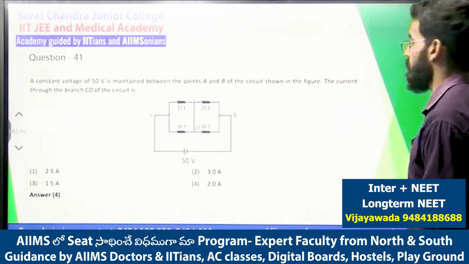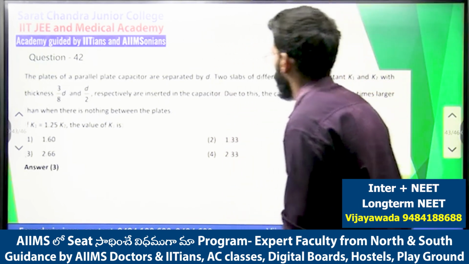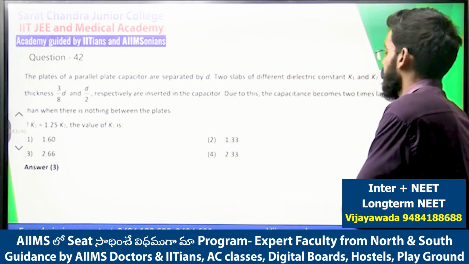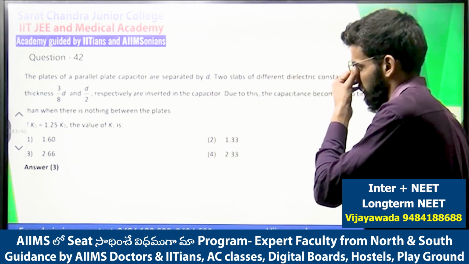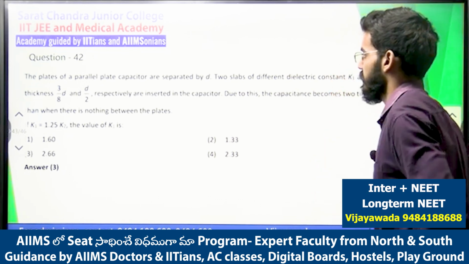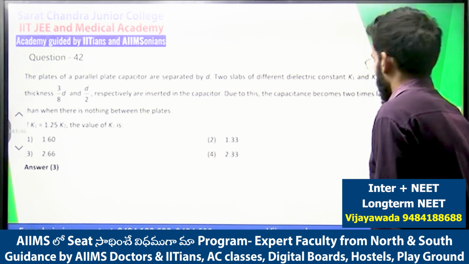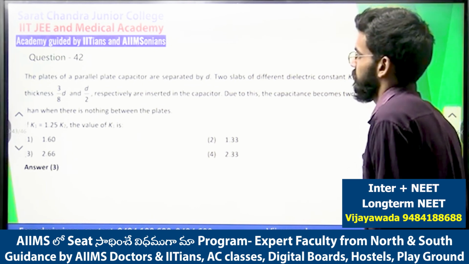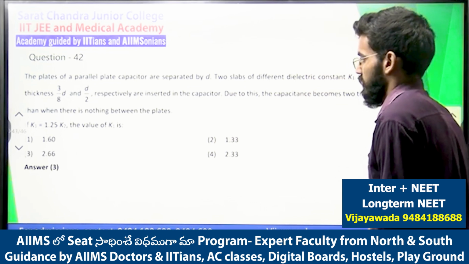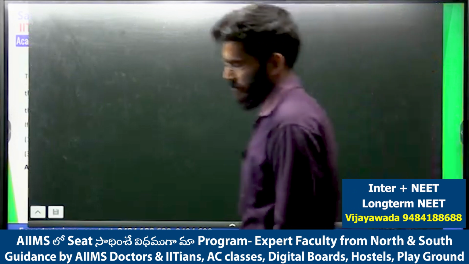Done. 41, 42. The plates of a parallel plate capacitor are separated by D. Two slabs of different dielectric constants K1 and K2 with thickness 3 by 8 into D and D by 2 respectively are inserted in the capacitor. Due to this, the capacitance becomes 2 times larger than when there is nothing between the plates. Okay. And the K1 K2 relation is also given. So we will use the K1 K2 relation later on. First, what he is saying.